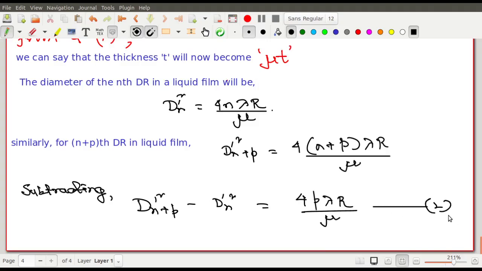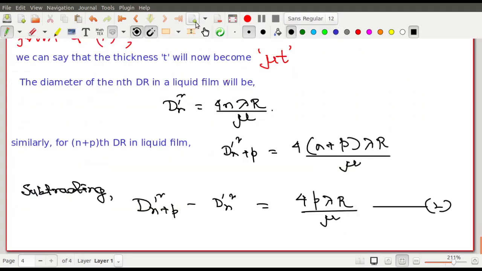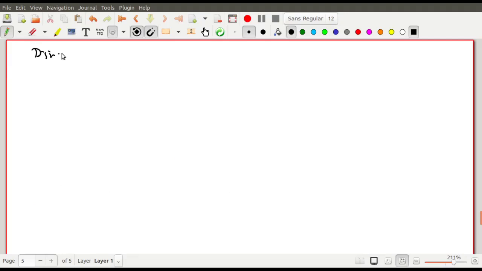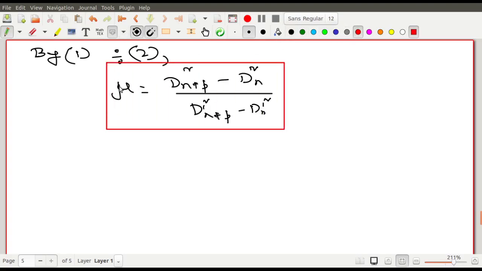So now let us just divide equation 1 and 2. If you divide 1 and 2, then you will get the value of mu. So divide 1 by 2, and that will give you mu equals dn plus p square minus dn square divided by dn plus p dashed square minus dn dashed square. So that's the value of mu. So that is how you can find the refractive index of any unknown liquid by this formula. So that is the way to calculate this one, right?